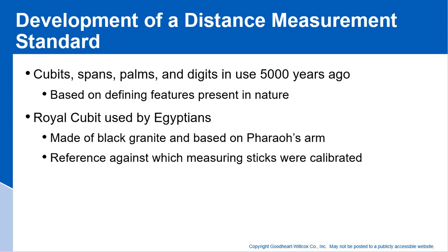They were based on defining features present in nature, so a palm, for instance, was the width of a palm. The royal cubit was used by the Egyptians, and that was made of black granite, and it was based on the length of the pharaoh's arm. It was the reference against which measuring sticks were calibrated. So all the architects would go out with calibrated measuring sticks, and they could use those to determine if they were making everything to the proper sizes.